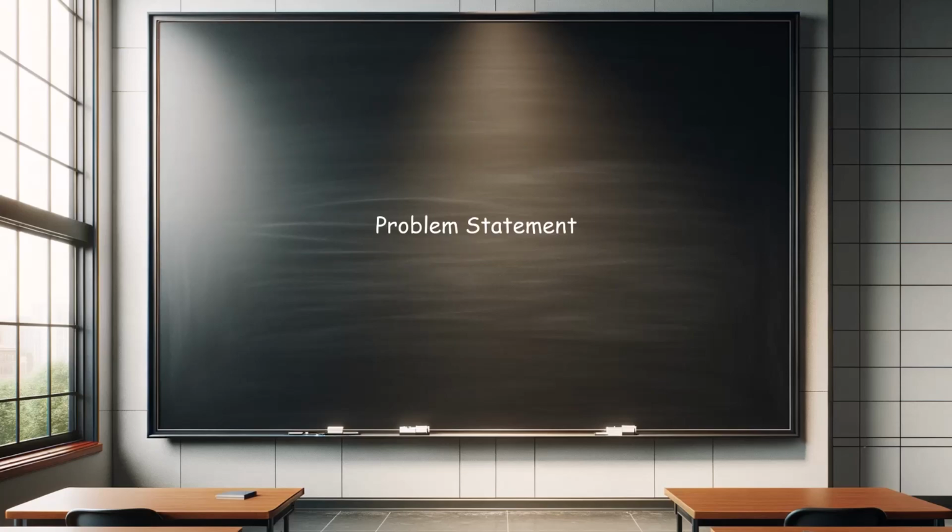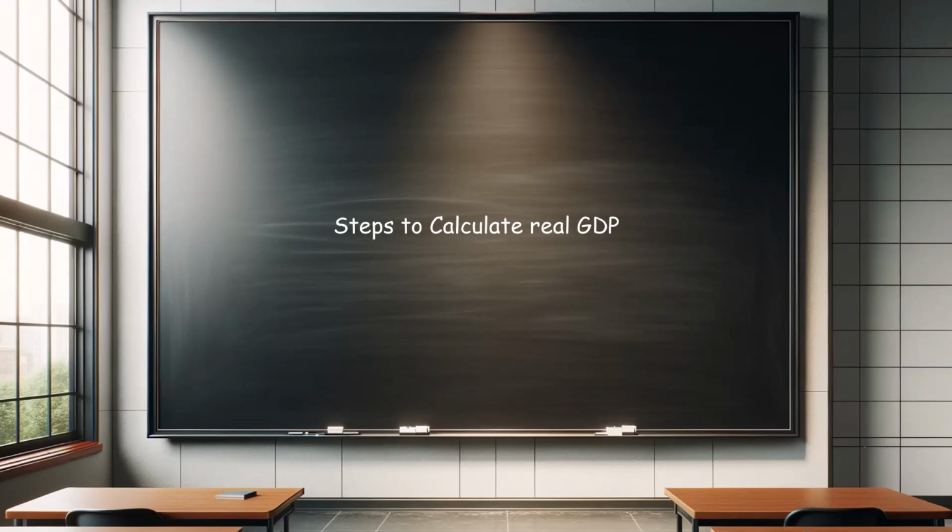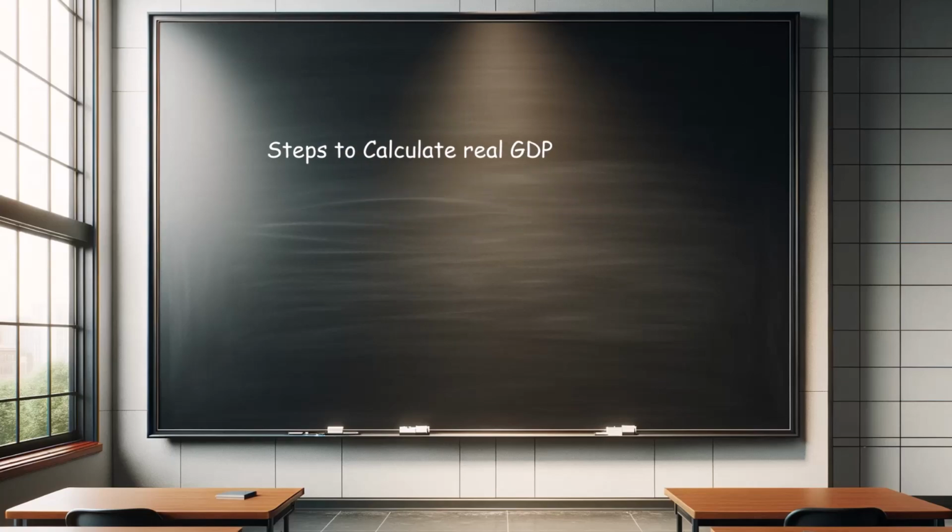Now let's look at a typical problem statement. An economy has a nominal GDP of $500 billion in 2023. The real GDP using 2021 as the base year is $400 billion. What is the GDP deflator for 2023? Let's look at how to calculate the GDP deflator.